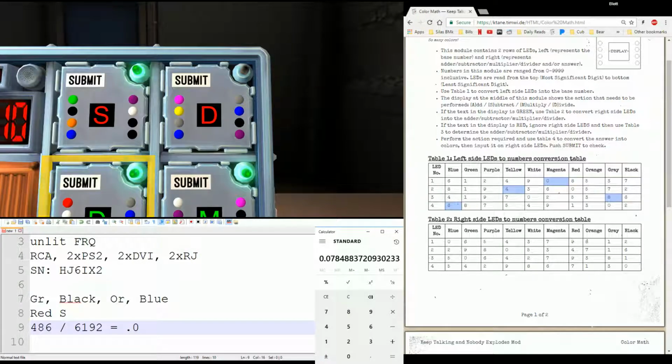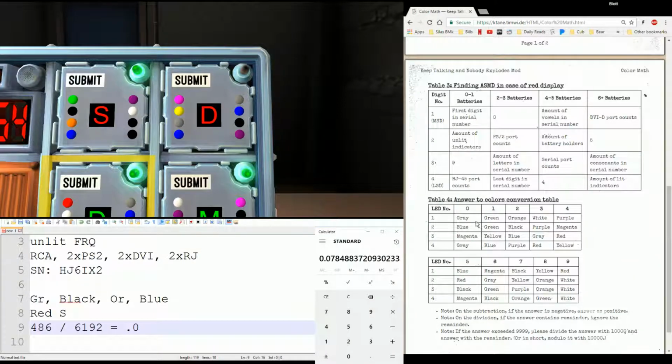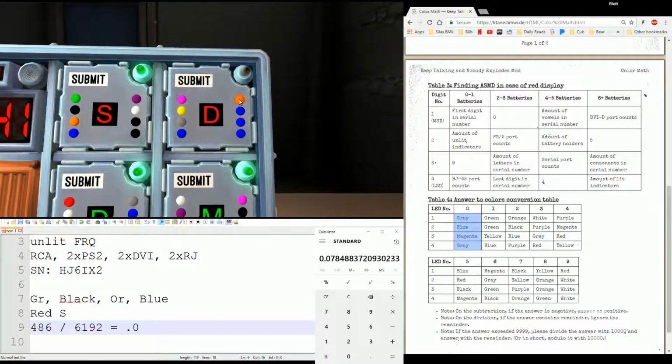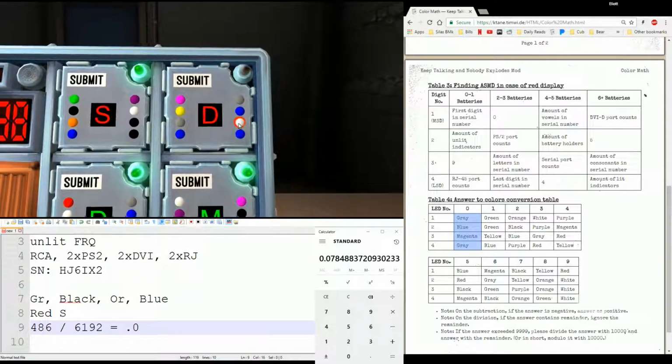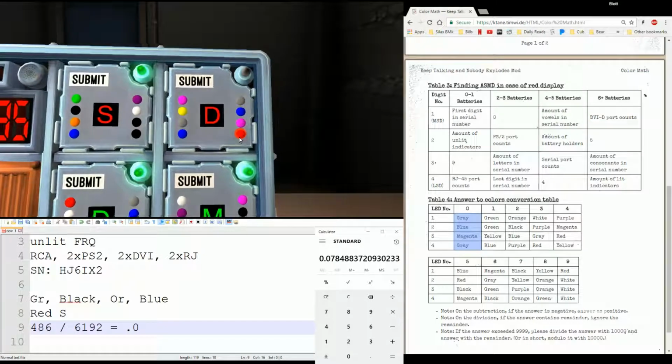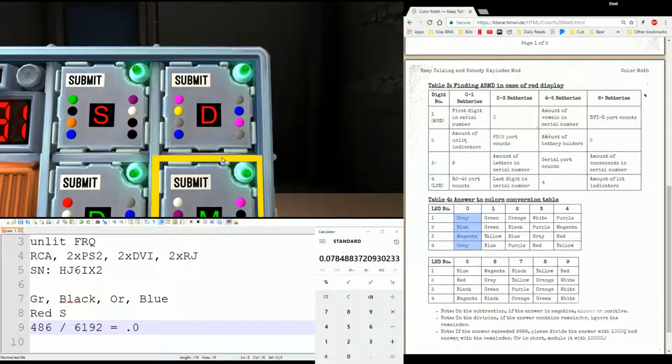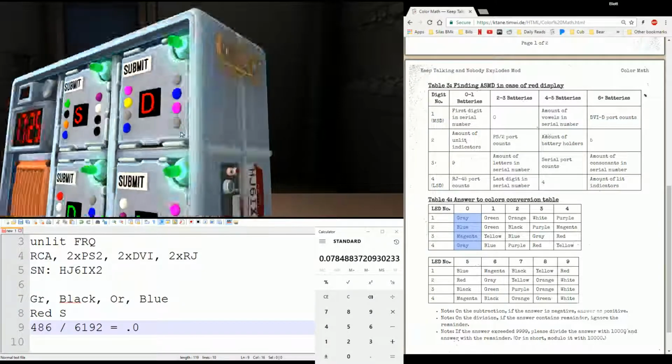0.078. The quotient part to the left of the decimal is a zero. So I was very close when I said gray, blue, magenta, blue, except it should have been all zeros, so gray, blue, magenta, gray. Gray, blue, magenta, gray. And like I say, division, one and zero comes up a lot.